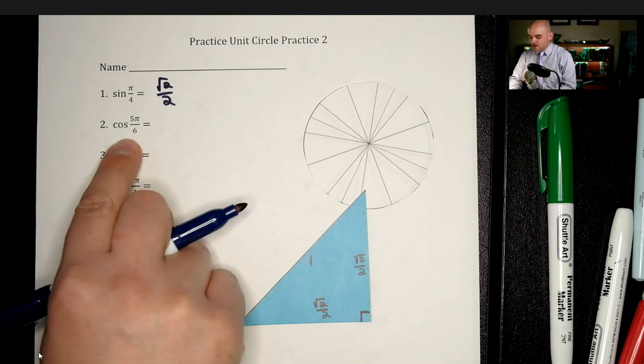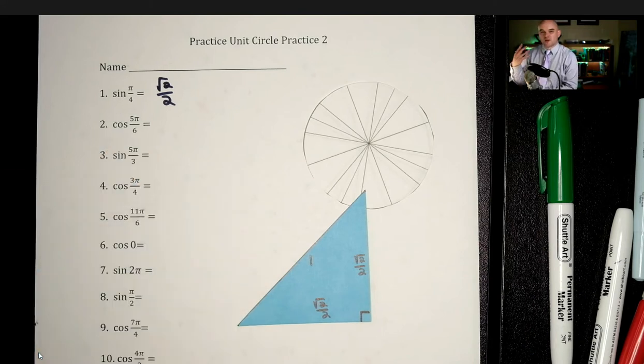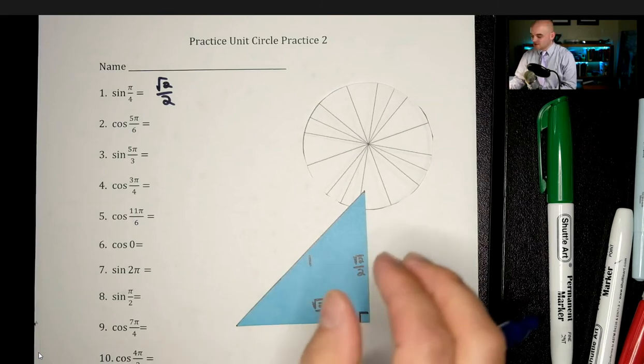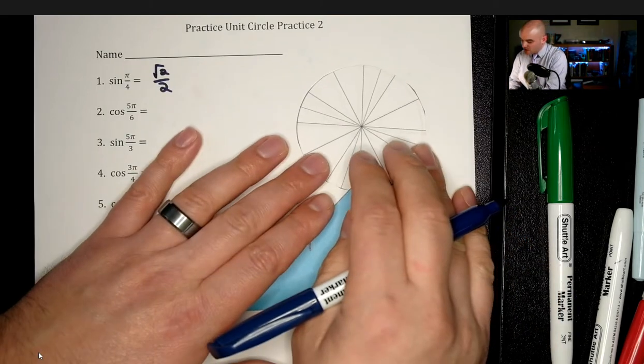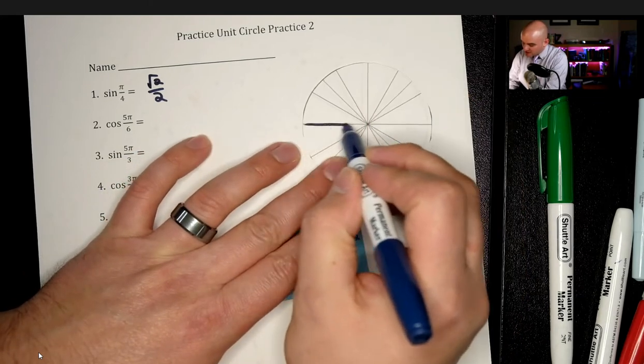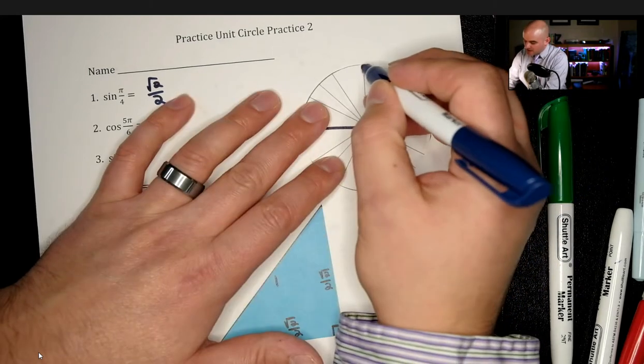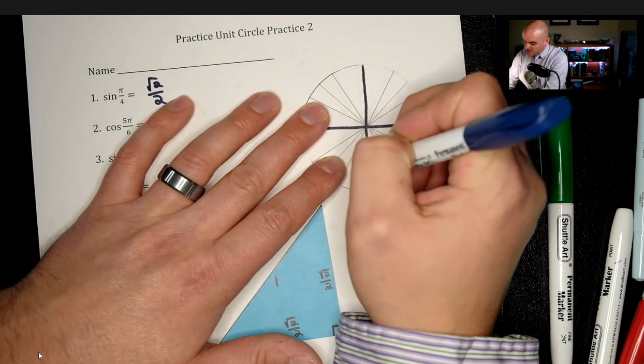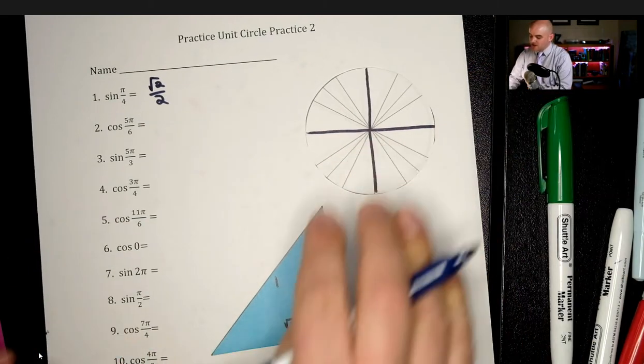The cosine of 5 pi over 6. Think about it in your head. Where's 5 pi over 6? It is 1 pi over 6 short of 6 pi over 6. I'm going to go through and actually draw, let me just highlight the x-axis and the y-axis, because when I'm looking at it, I have difficulty seeing where exactly the x and y-axis are.